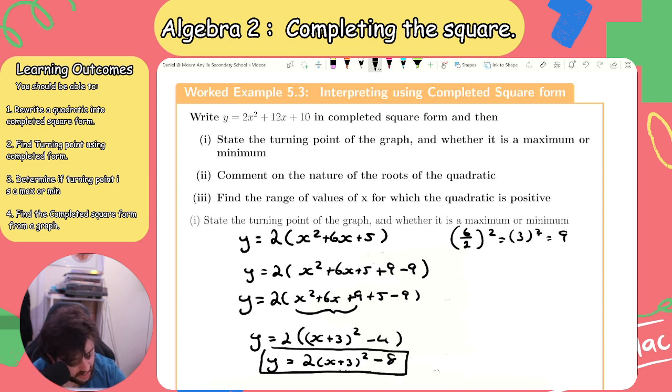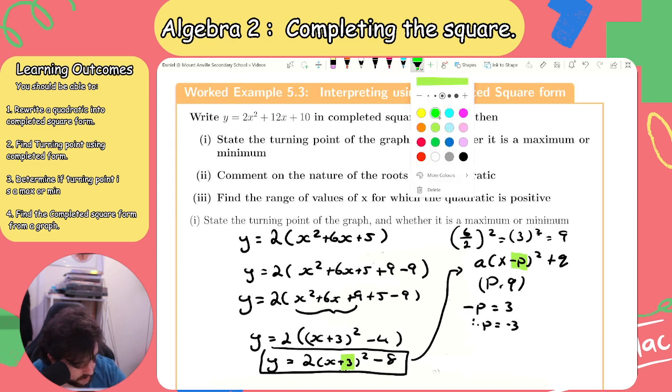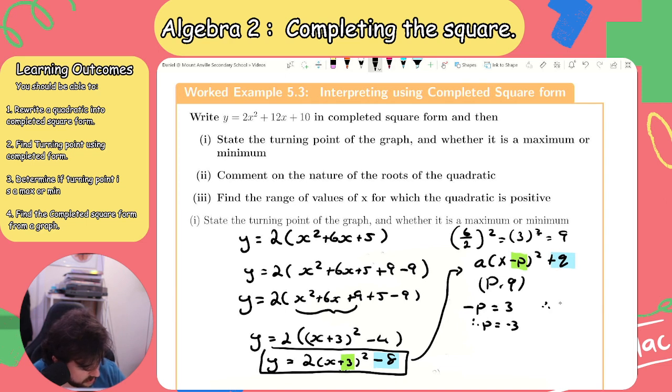So, it's asking us to state the turning point. So, remember, a times (x minus p) all squared plus q. So (p, q) is my turning point. So let's solve for p and q. So minus p is equal to 3. Therefore, p is equal to minus 3. And then finally, q is equal to minus 8. So therefore, my turning point is (minus 3, minus 8).